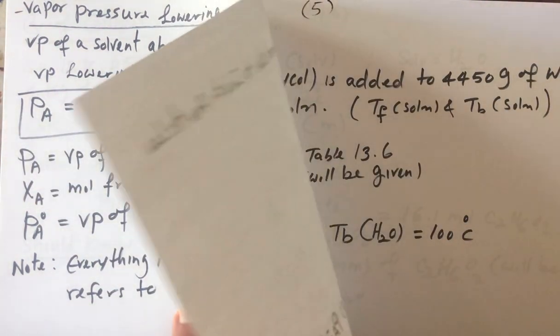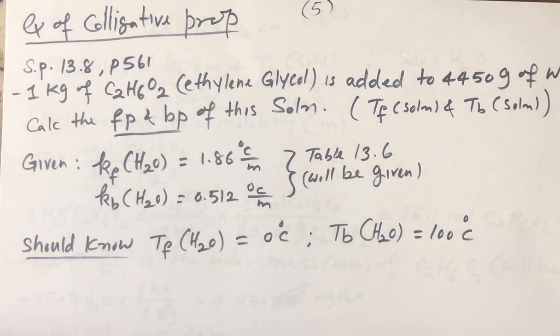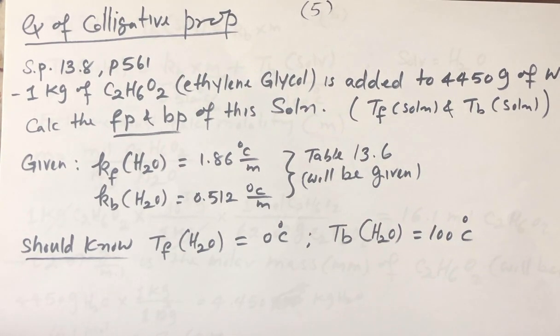Okay, now we can take a look at some actual application of these colligative properties. In other words, we're going to use them in some simple calculations. So the first one is sample problem 13.8, page 561 in your textbook.